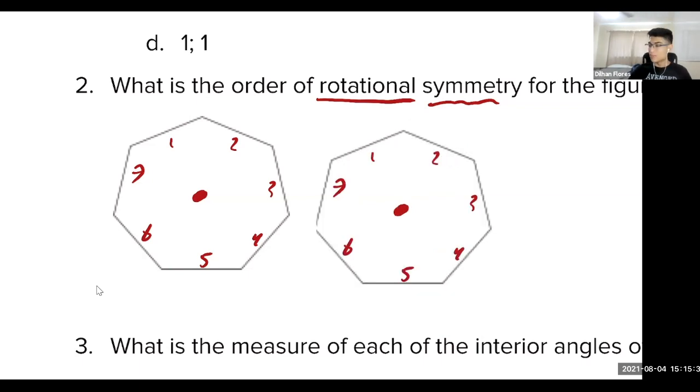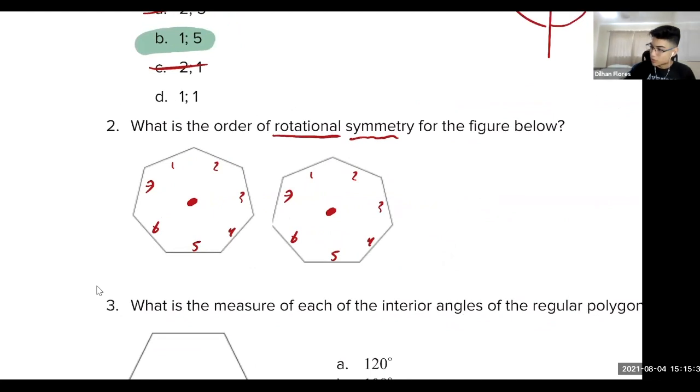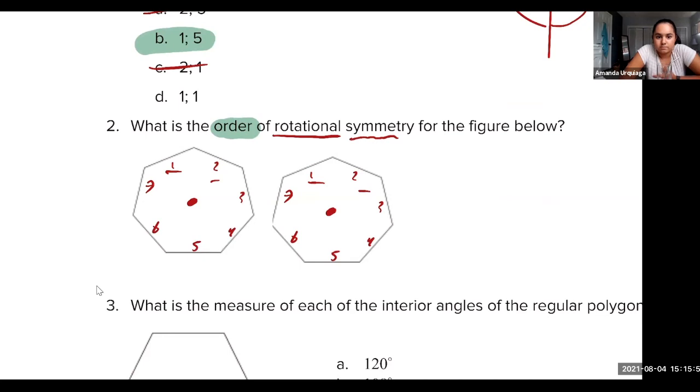Okay. So the order of rotational symmetry is how many different positions can you be in that the shape looks the same before you get back to this original state where you have the 1s and the 2s. Guys, how many times can you rotate that? How many different positions are there that they look the same? 6. So let's check that, right?